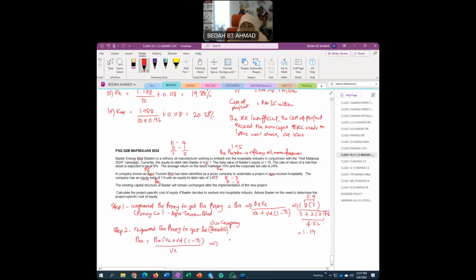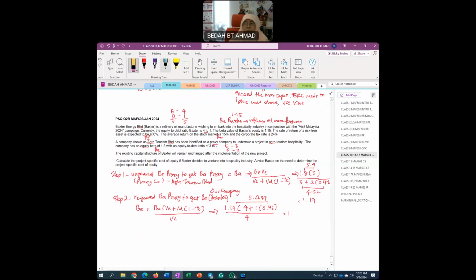So here BA is 1.19. For our company, VE is 4 plus VD is 1 times 1 minus TC, 0.76, then divide by 4. So settle this first: 0.76 plus 4, multiplied by 1.19. So it is 5.66, 5.6644. Then you divide by 4. So you got 1.42. So you round up, 1.42.